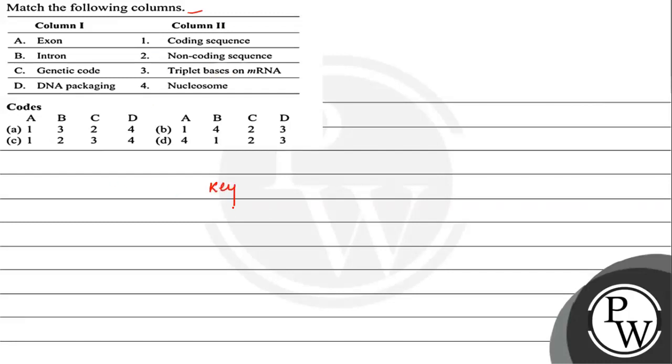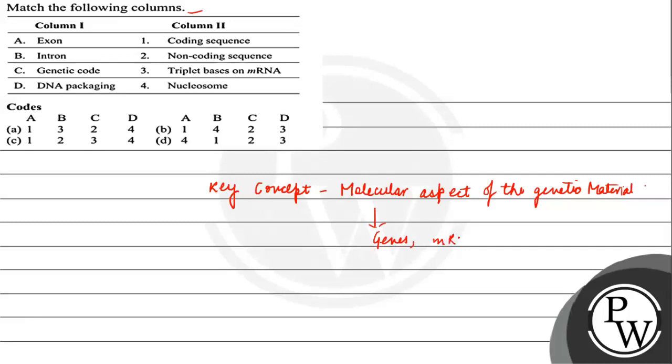The key concept is the molecular aspect of the genetic material. Let us look into it. Whenever we talk about the molecular aspect, we study the genes, we study the mRNA, we study its expression along with the DNA. So, in the question, it is asking that exon, let us match it.